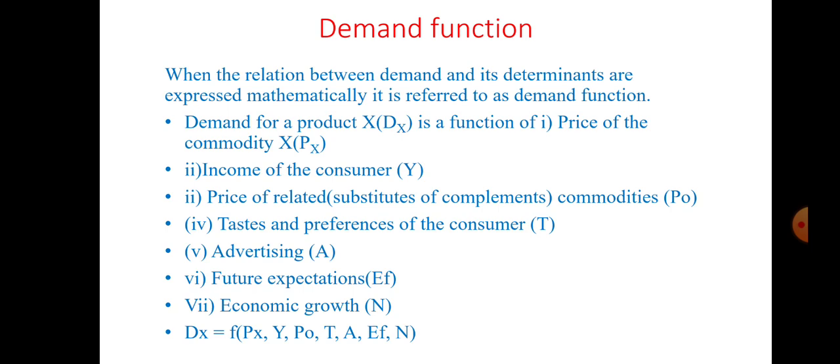That is, demand for a product x can be written as Dx, and it is a function of different determinants like price of the commodity, Px, income of consumer, Y, price of related commodities, that is substitutes or complements, Po, taste and preferences of consumer, T, advertising, A, future expectations, Ef, and economic growth, N. So this we can mathematically express as Dx is equal to a function of Px, Y, Po, T, A, Ef and N. These are the various determinants which act on the demand.